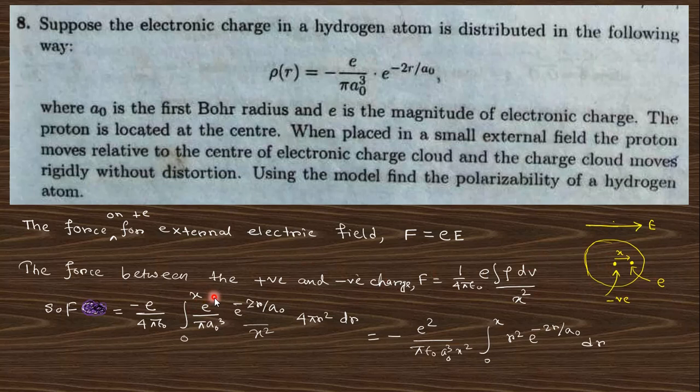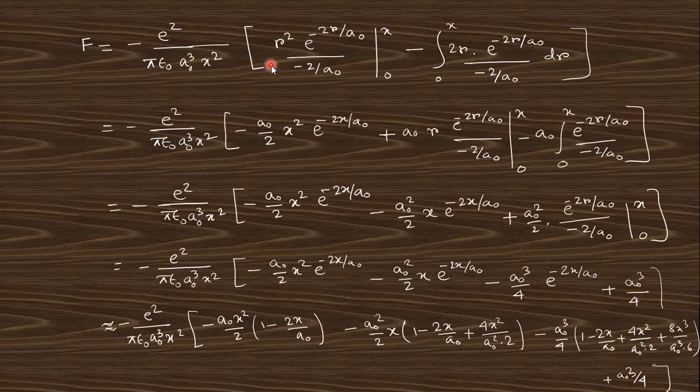For that we can find the force between the negative charge and this positive charge. The positive charge is e and the negative charge is 1 by 4 pi epsilon naught, rho dV by x square. This is the charge, because it is distributed, so you can write it in this expression. Putting in this value of rho, you will get this expression. After that, just integrate by parts and you will get this expression. Finally you will get this one. I think you can do this integration very well. If there is any problem, you can check this.